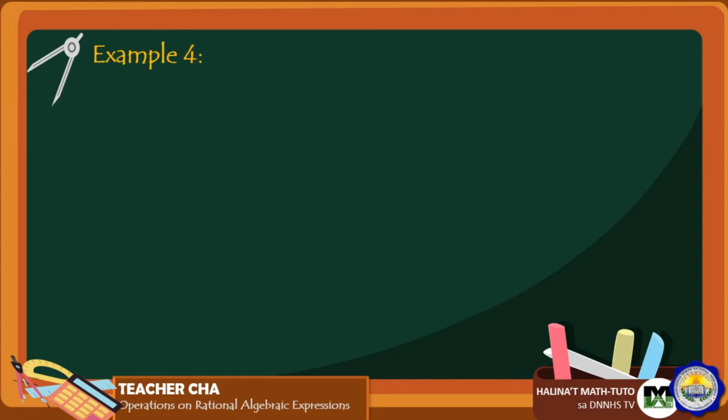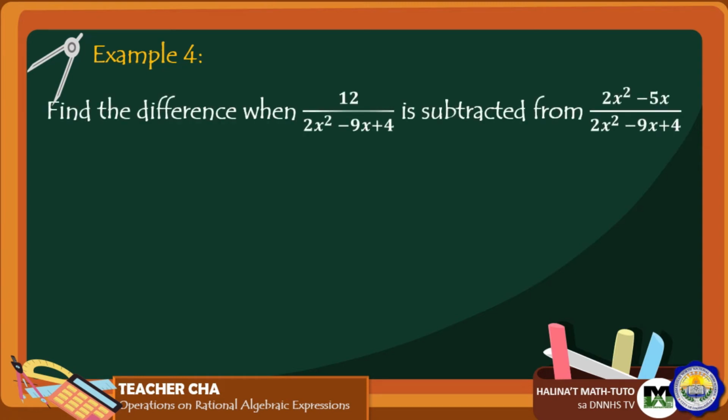Example number 4. Find the difference when 12 over 2x squared minus 9x plus 4 is subtracted from 2x squared minus 5x over 2x squared minus 9x plus 4. Okay, take note, we have "is subtracted from." Okay. We have, mauna po yung 2x squared minus 5x. So 2x squared minus 5x over 2x squared minus 9x plus 4 minus 12 over 2x squared minus 9x plus 4. Okay, they are still similar.